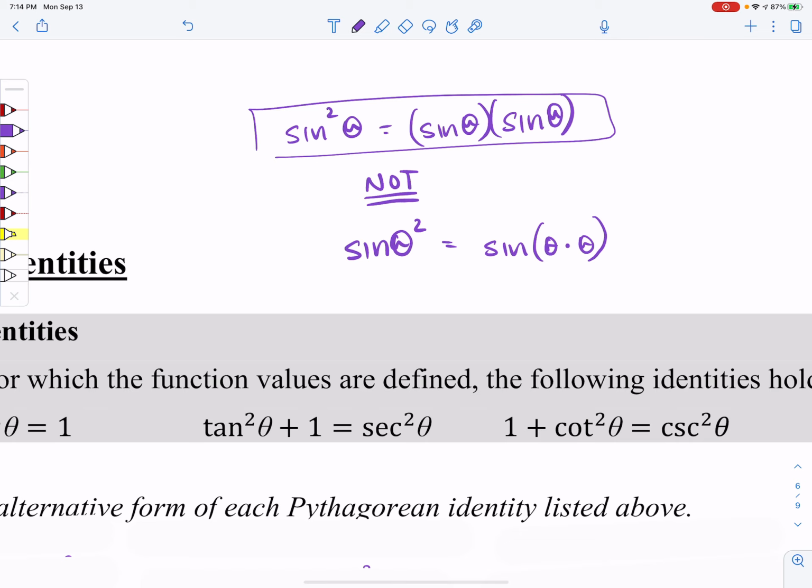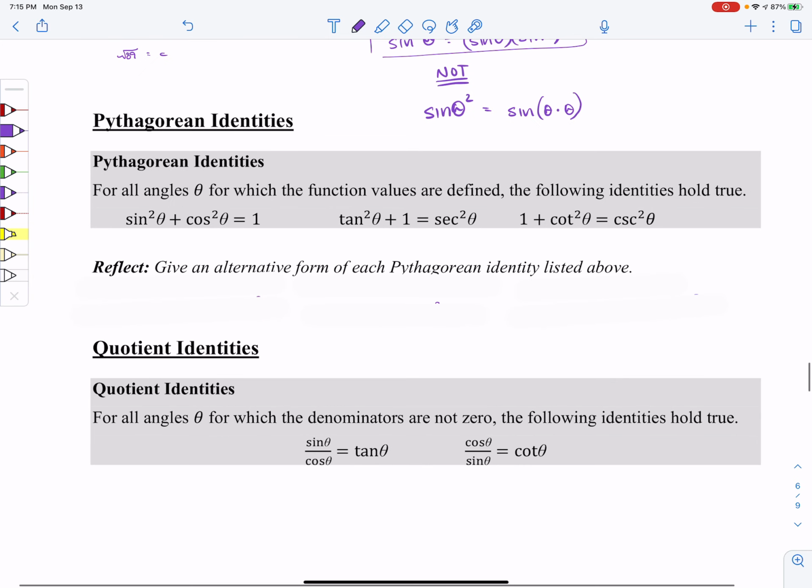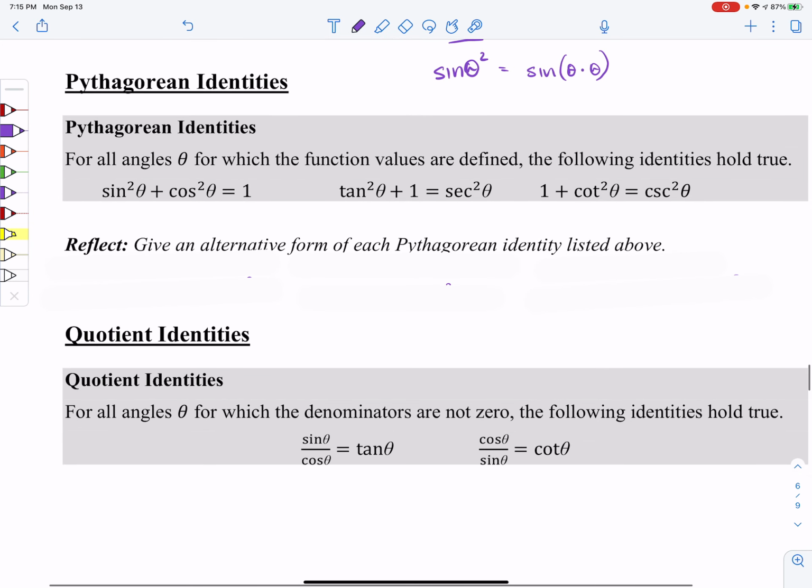So this is the one that we're looking at right now for these Pythagorean identities. So you've got sine squared plus cosine squared is equal to 1. The second one that you have is tangent squared theta plus 1 is equal to secant squared theta. And then the last one, 1 plus cotangent squared theta is equal to cosecant squared theta. I don't have anything catchy to help you to remember the first one, but I have something pretty stupid, but still catchy to help you to remember the second two.